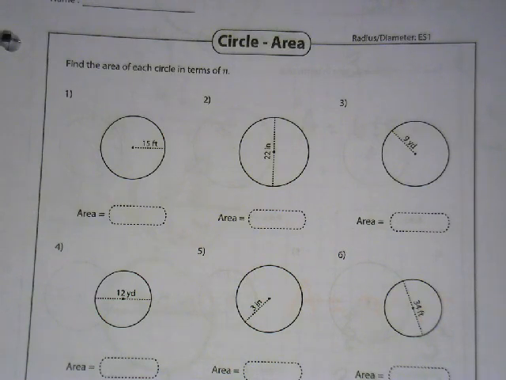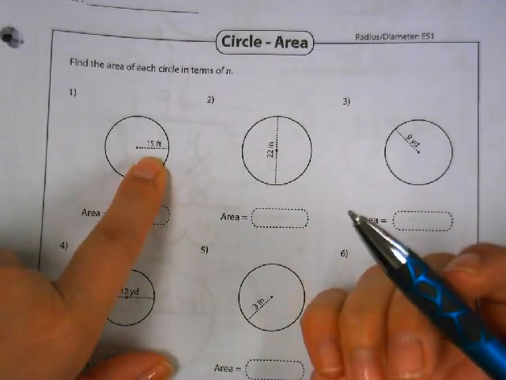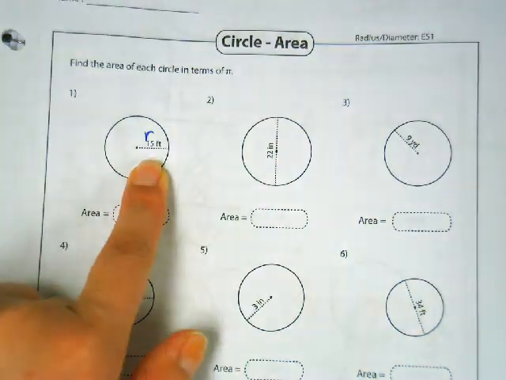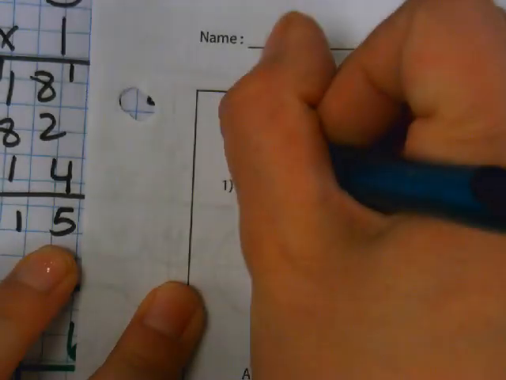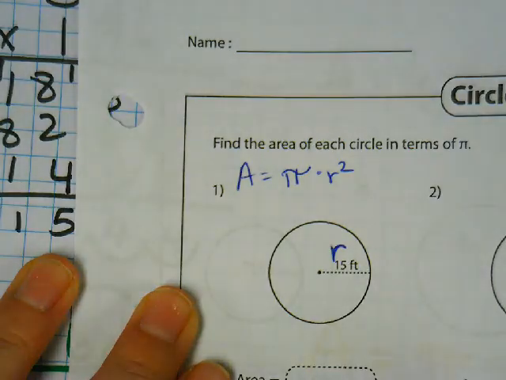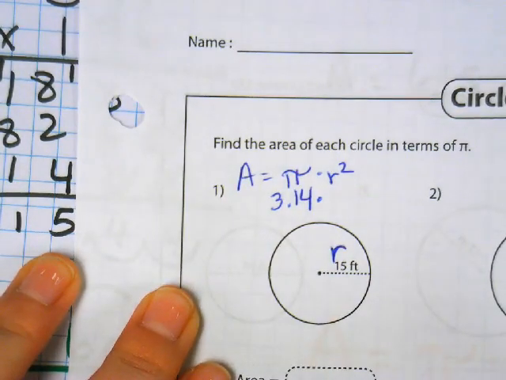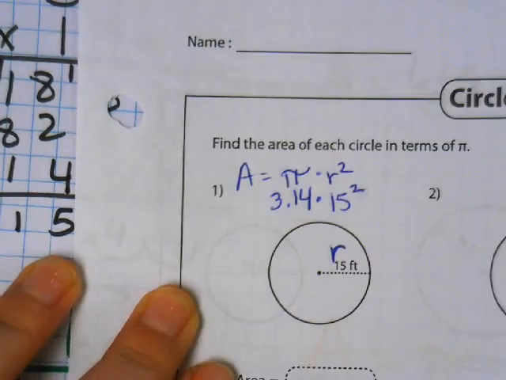15 feet. Do they give you the radius or do they give you the diameter? This is a radius. Is that what we need? Yes, that is what we need. Good. Area is equal to pi times radius squared. What is pi? 3.14. What is radius? 15 feet squared. 15 squared.